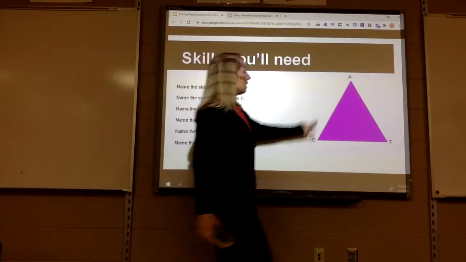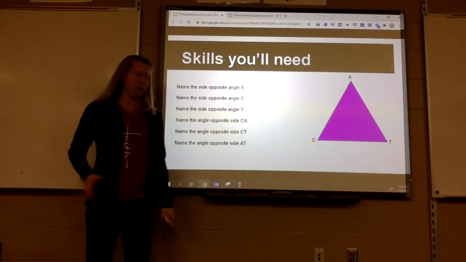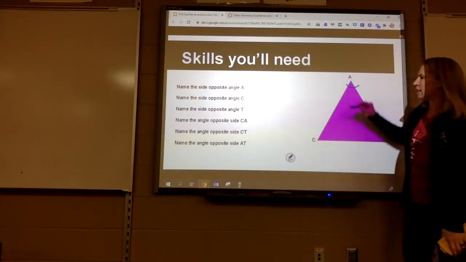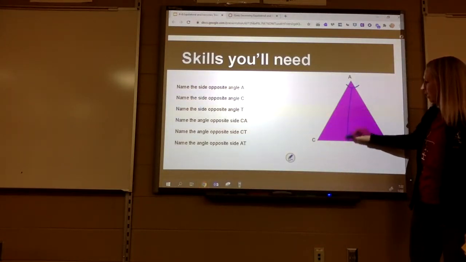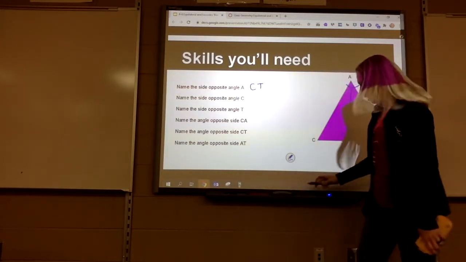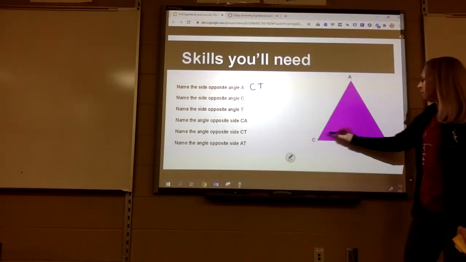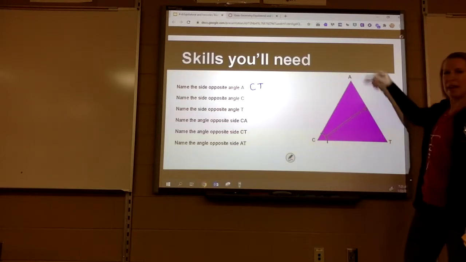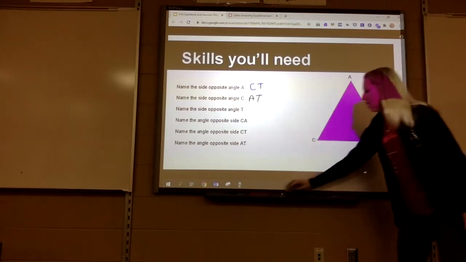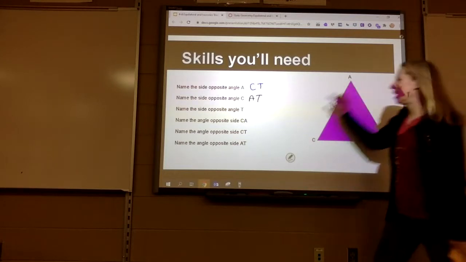Okay. So let's talk about this. I have this triangle CAT. It says name the side opposite angle A. If I'm looking at angle A, do you see that the opposite side is directly across, which would be CT? Okay. Name the side opposite angle C. That would be AT. Name the side opposite angle T. And that would be CA.